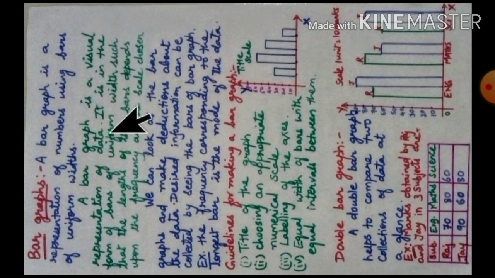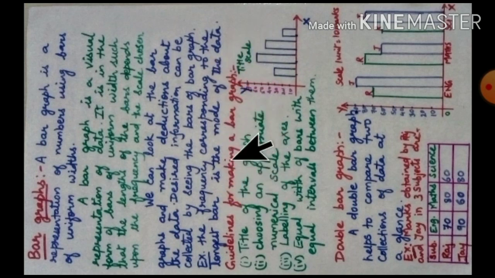It is in the form of bars of uniform width such that the length of the bars depends upon the frequency and the scale chosen. The length of the bar can be different depending upon the frequency and the scale chosen. We can look at the bar graphs and make deductions about the data. Desired information can be collected by seeing the bars of the bar graph. So by seeing the bars we can get whatever information we want. Example, the frequency corresponding to the longest bar is the mode of the data.